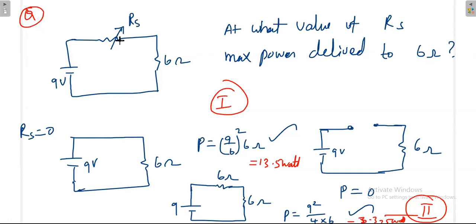When you are given provision to vary this one, the battery resistance, you can vary it. So when the battery resistance is 0, you can transfer the entire power. The previous case is really different, but here you are given provision to vary RS. Whenever you are given provision to vary RS, under what condition will the maximum power be transferred? When RS is equal to 0, the maximum power transfer occurs.